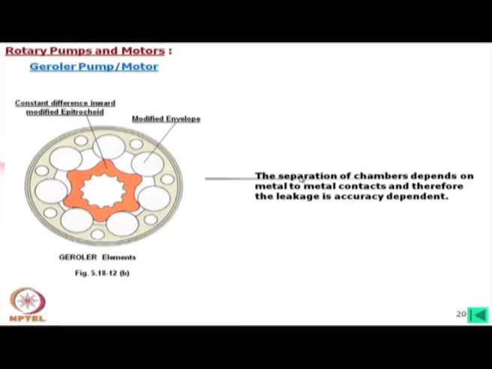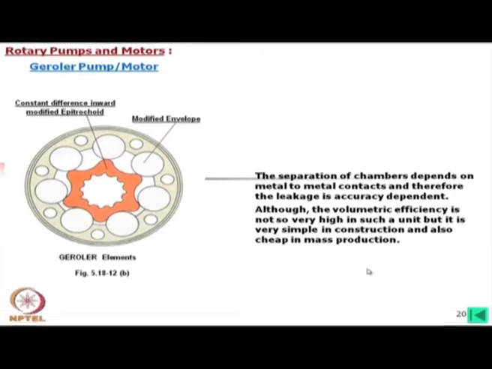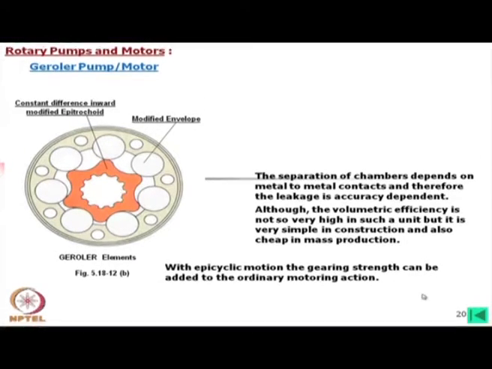Now, this I have already discussed. This is a metal to metal contact. The only disadvantage of such machines is the leakage; otherwise they are very simple in construction and not very expensive either.